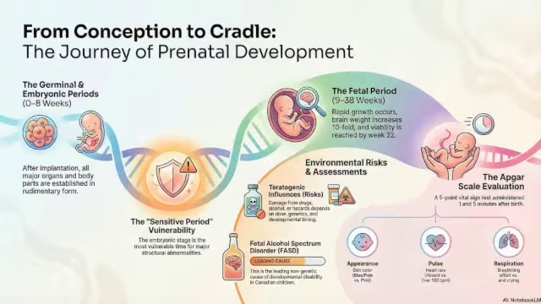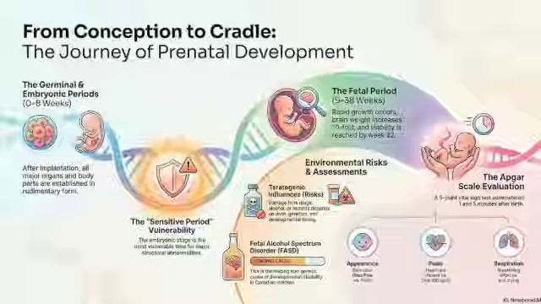You have 3 primary layers. You have the ectoderm, which becomes the nervous system and skin. You have the mesoderm, which forms the muscles, skeleton, and circulatory system. And then the endoderm, which turns into the digestive system, lungs, urinary tract, and glands.